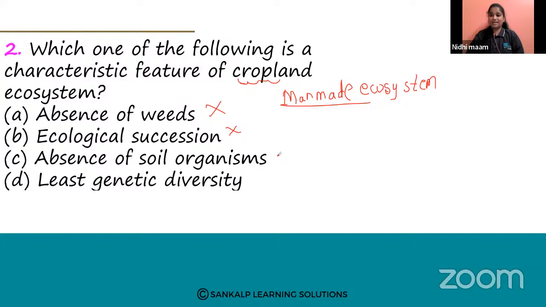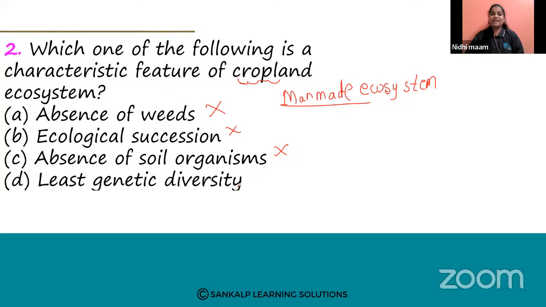Absence of soil organisms. Definitely soil organisms will be there in the cropland ecosystem, right? Earthworms will be there, and if there are leguminous plants, we will be having Rhizobium, Nitrosomonas. Okay, these all bacteria will be present. So all soil organisms will be there. So this is also not a characteristic feature. D, least genetic diversity. So this is the right answer.